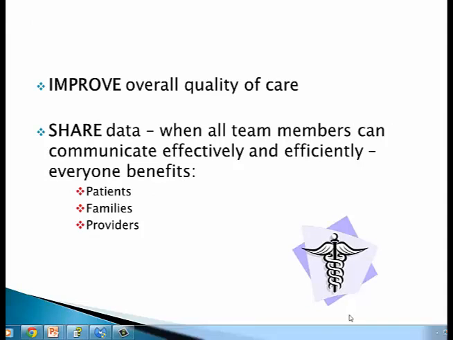Continuing on with the benefits of an EMR, the fourth benefit is to improve overall quality of care. The more efficient and the more detailed the information we have, the better off we are as far as quality of care and continuing quality of care for the patient. It's all about patient care. Lastly, the ability to share data. When all team members can communicate effectively and efficiently, everyone benefits. The patients benefit, the families benefit, and the providers benefit. So it's a win-win for everybody.